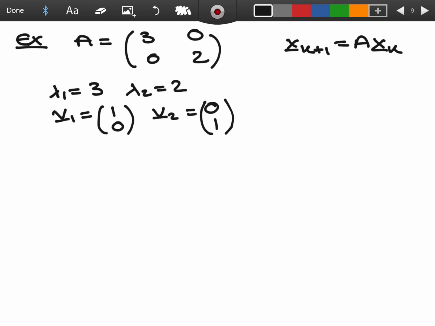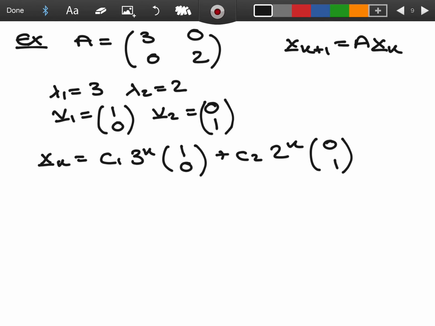Same idea again, but this time when we write out our kth iteration, it's C1 3 to the k (1, 0) plus C2 2 to the k (0, 1). Okay? In this case, you have two eigenvalues with magnitude greater than 1. Both of them have magnitude greater than 1. That means that both of these terms are going to go off to infinity as k goes to infinity. But which one is going to go there faster?